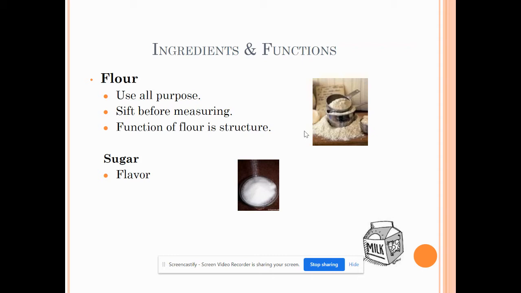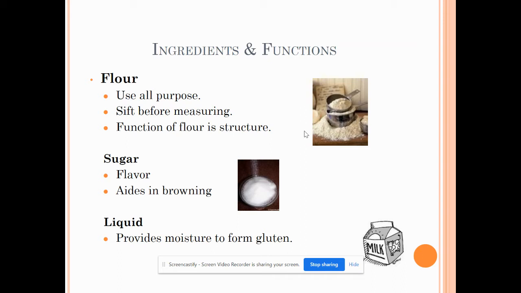Next, we have sugar. We all know sugar is sweet and it generally provides flavor to your quick bread products. It also aids in browning. So when you pull out your muffins or your biscuits or after cooking pancakes, you will notice the color is a light golden brown.